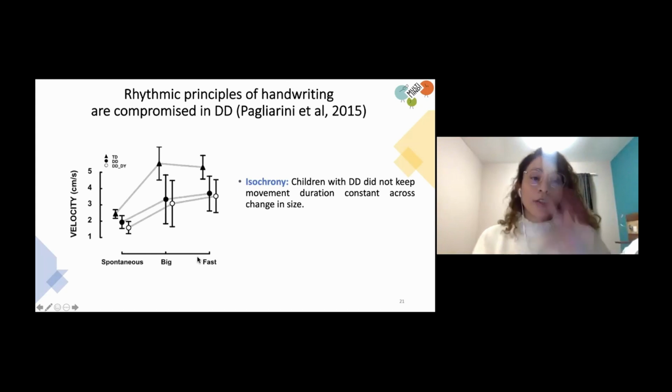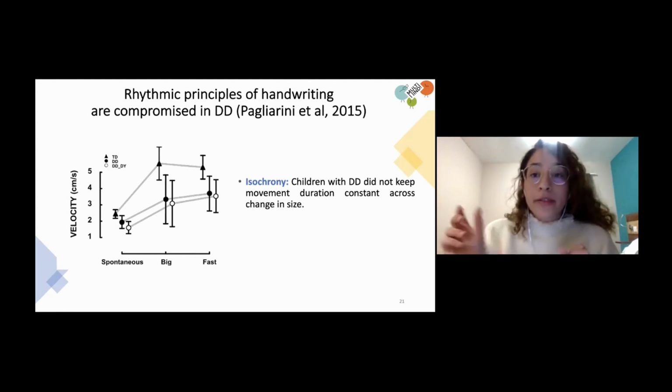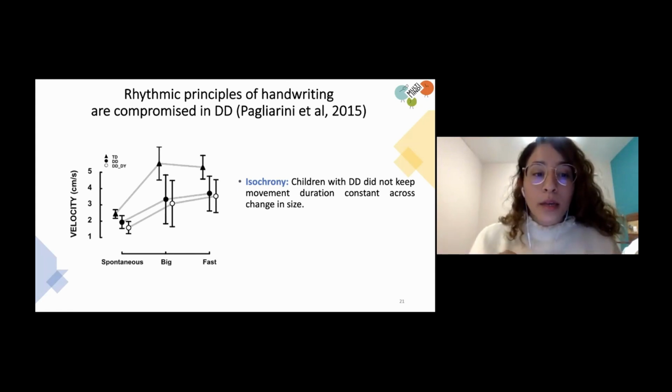In terms of the isochrony, as I said, isochrony means that when we write bigger, we have to write faster so that the duration of the word is going to be constant across different sizes. What Pagliarini has found is that individuals with dyslexia, or children with dyslexia, do not comply with this principle.